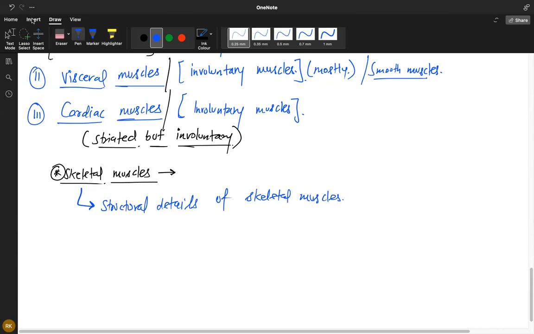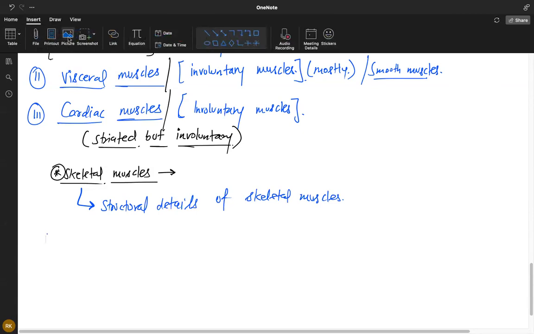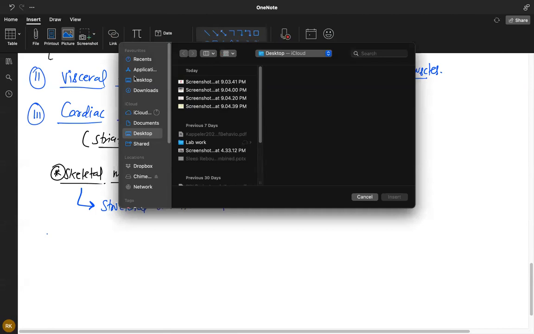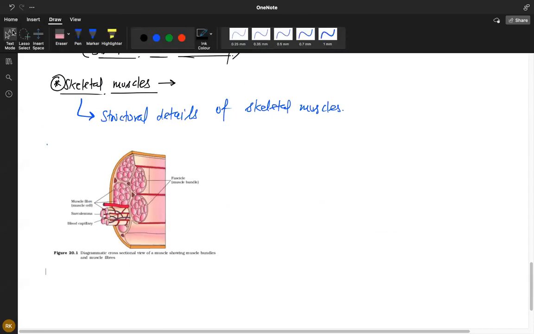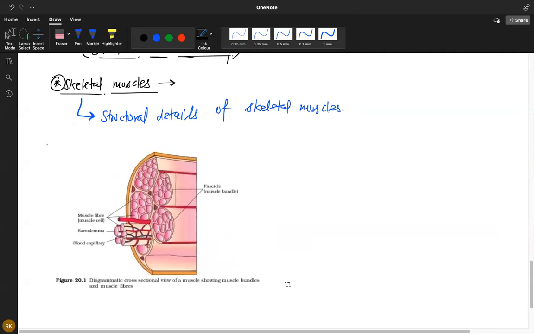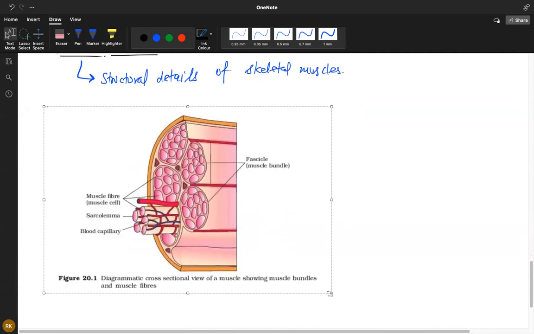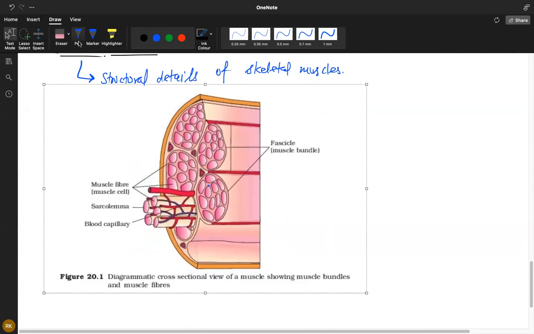Now, as we know, skeletal muscles have to bear the load and help in movement and all, correct? So let me take this picture from NCERT that I've taken. Can you see this image, all of you? Yes, sir. This is a picture from your NCERT. Let me make it big. Is it clearly visible now? Okay, very good. So look here.